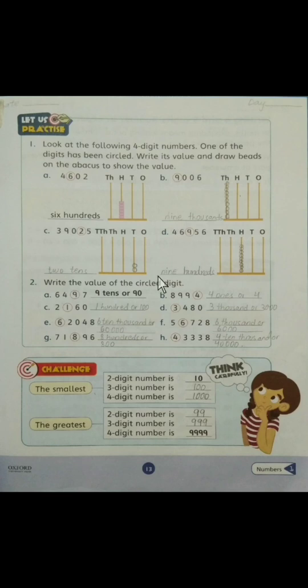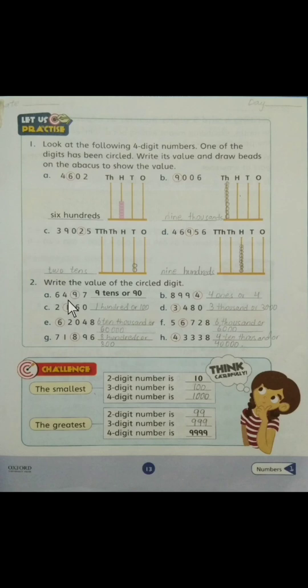Place value of 9 is 900. Okay, and we have to draw the beads in a 100 column. Now class, look at question number 2. Question number 2 is write the value of the circle digit. Again, we have to write the place value of the circle digit. Look at A, as A has been done for you.